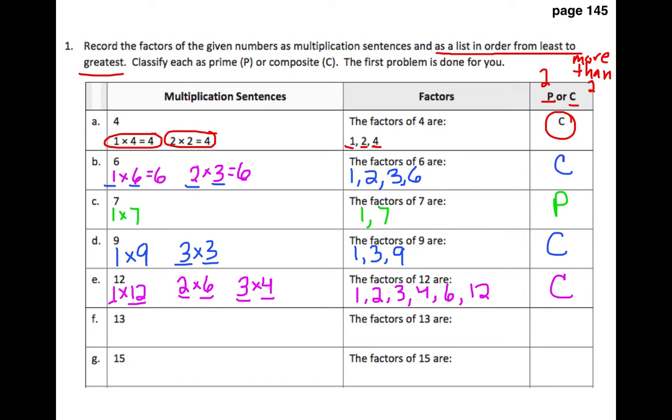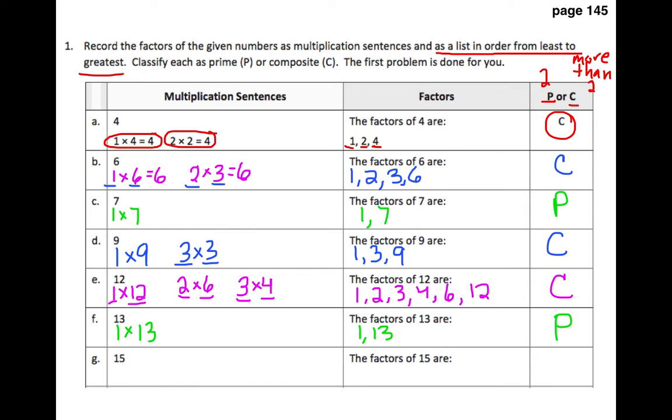Letter F. How do we make 13? Well, 1 times 13 for sure. And then that's going to be it. There's no other two numbers we can multiply to make 13. So the only factors in our list are 1 and 13. Since there are only 2 factors, that is a prime number.